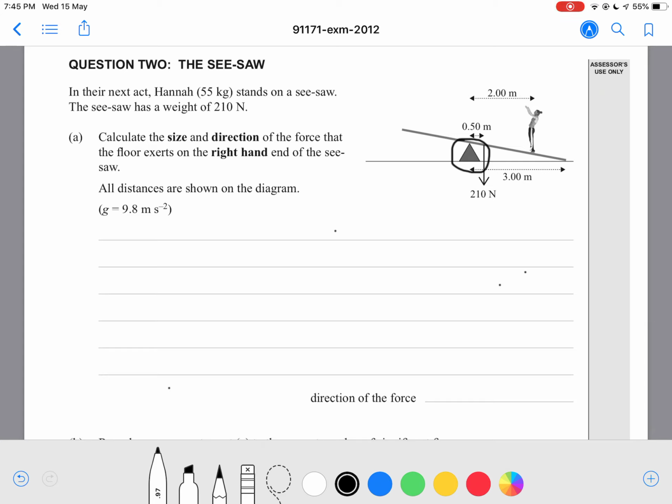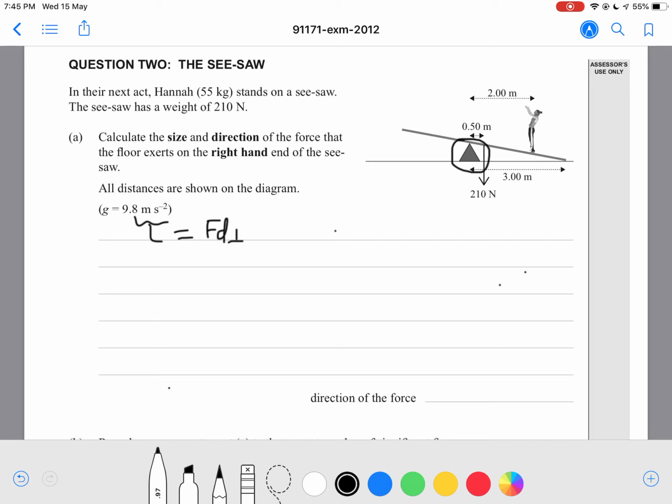Okay, so first of all, we're going to say torque is equal to Fd, and the d is perpendicular to the force. So the force is acting in a direction, and the distance should be at 90 degrees to that force. There are two forces acting downwards: the weight force of Hannah, and the seesaw's weight force of 210 newtons, also acting downwards. We have to account for both of these forces. Okay, so first we'll just do Hannah first.